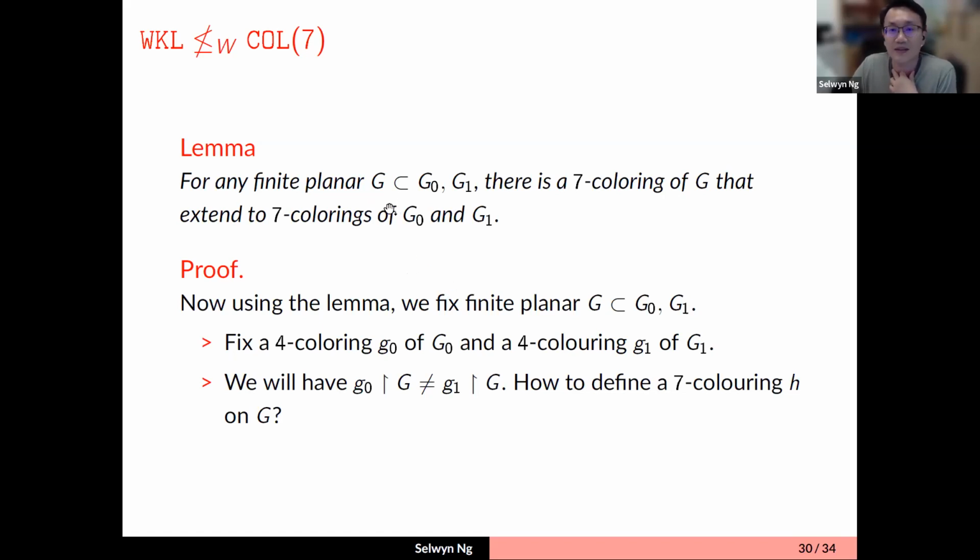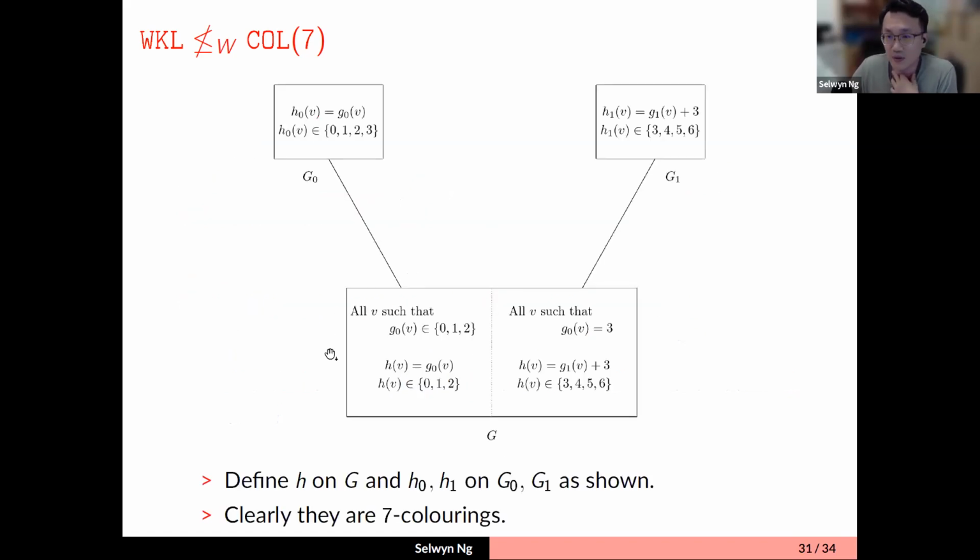So the graph theoretic fact says that if I have any G extended by G0 and G1, all planar, then I can find 7-colorings of G0 and G1 that are compatible on G. So I think it's best explained with a diagram here. Little g0 is a fixed 4-coloring of big G0, which is this part, and little g1 is a fixed 4-coloring of big G1, which we know exists because G0 and G1 are planar.